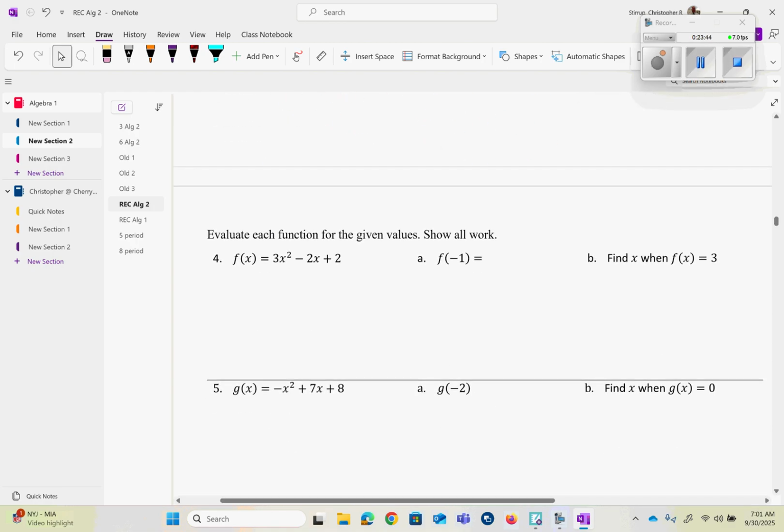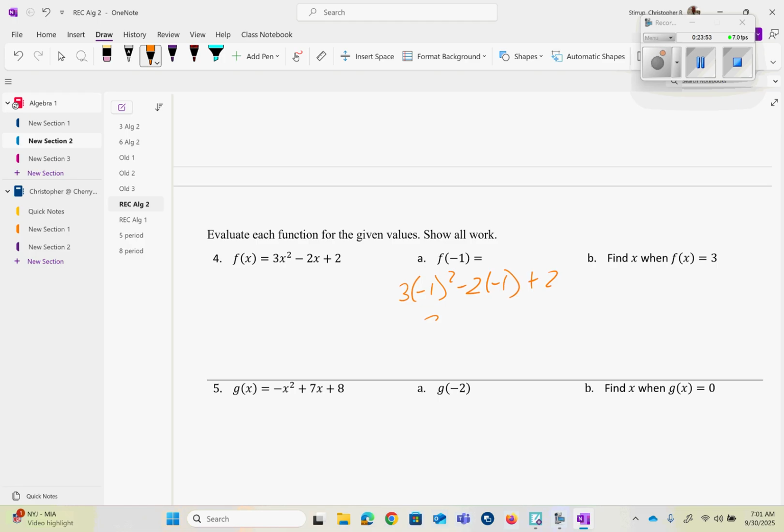All right, we want to evaluate each one of these, so we're going to take -1 and plug it in for x. So I'm going to get 3 times (-1) squared minus 2 times -1 plus 2. That's going to give me 3 plus 2 plus 2. So that's going to give me 7.